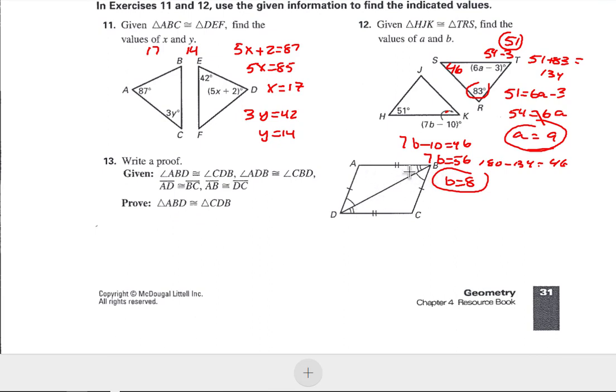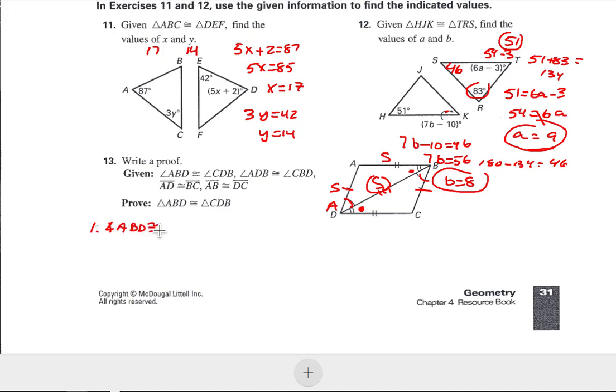And for 13, we need to prove that ABD is congruent to CDB. We've got alternate interior angles congruent. We've got the opposite sides congruent. And we have DB congruent to itself by reflexive property. So that lets us use SAS to prove that those two triangles are congruent.